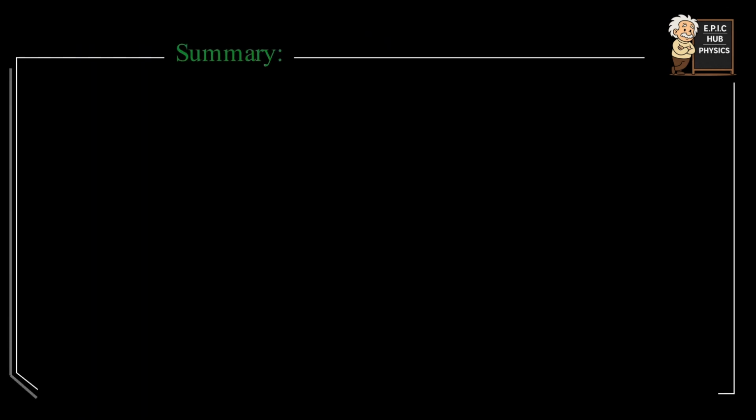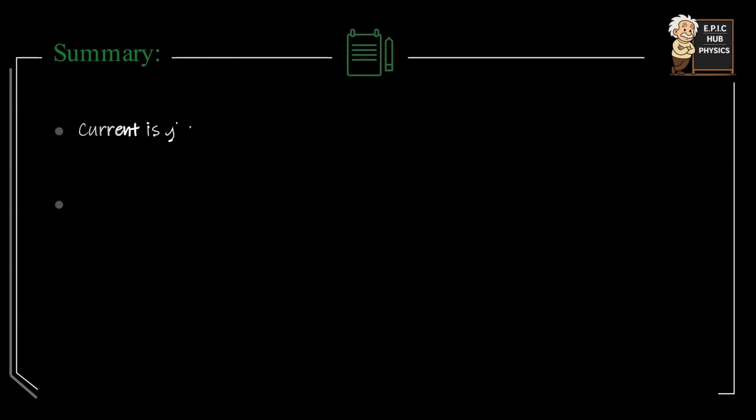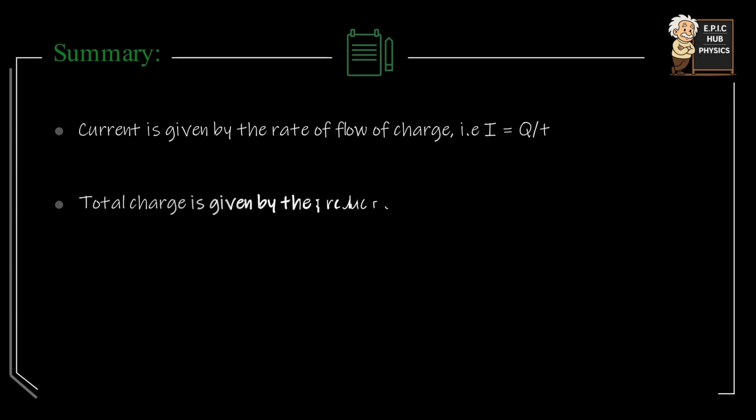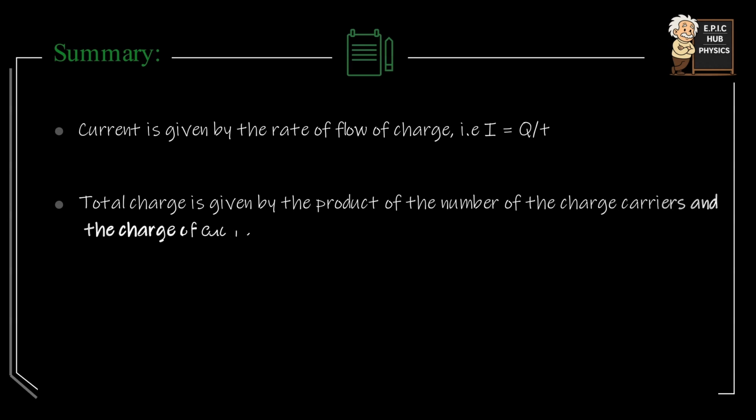A quick recap on the main ideas we have seen in this problem. Electric current is defined as the rate of flow of electric charge given by I equals Q divided by T. The total charge transferred can be found by multiplying the number of charge carriers by the charge of each carrier. Once the total charge and the time are known, dividing the charge by the time gives the current.